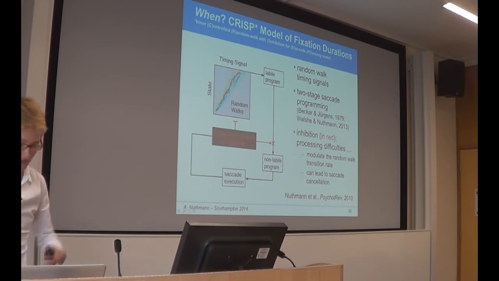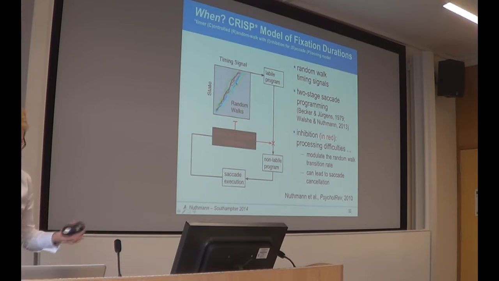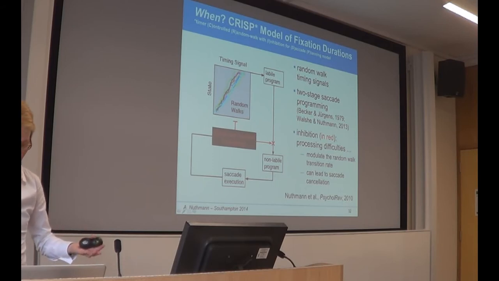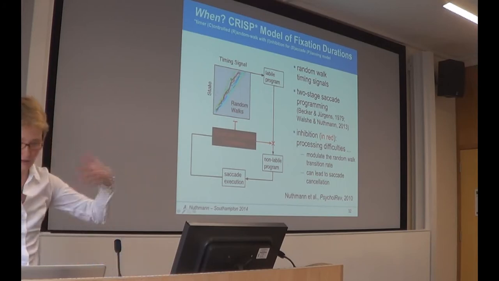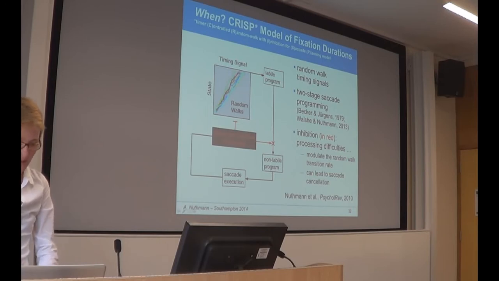Importantly, generally put, this random walk timing signal can be modulated by inhibition in the sense of processing difficulty, and there are two general mechanisms, shown in red in the figure. First of all, the processing demands can modulate or slow down the random walk transition rate, which eventually will lead to longer fixation durations. And secondly, it can also cancel saccades, which will also result in longer fixation durations.